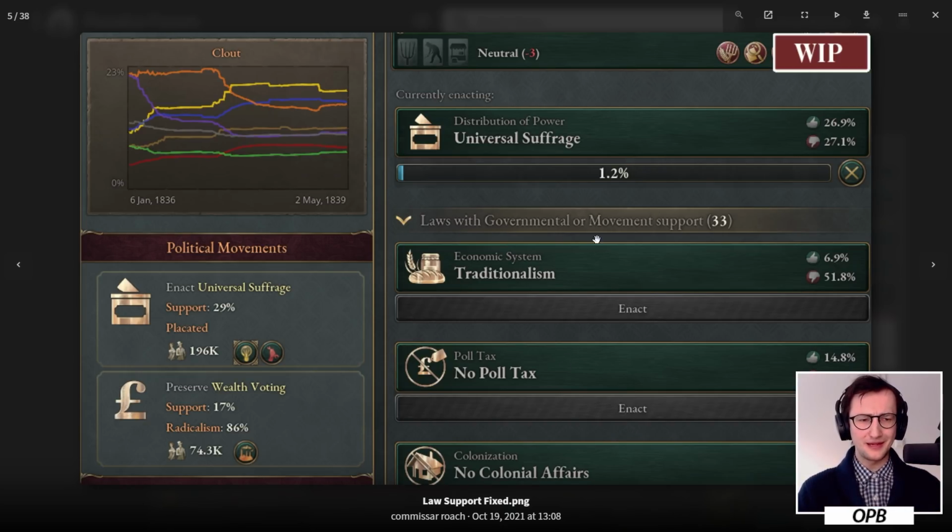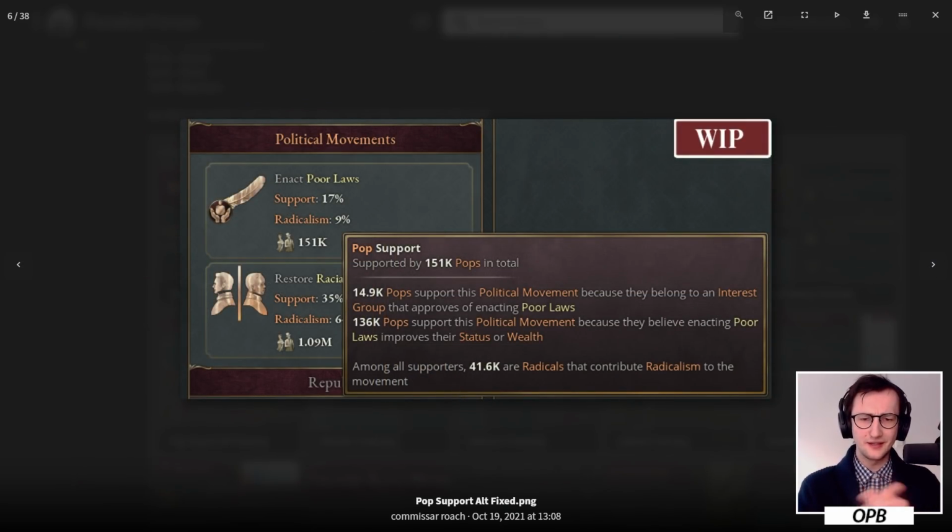I will say, honestly, there's a lot of wasted space in these screens. I will always bring that up. You could cut this down into a tiny screen basically, and have the same amount of information. But who knows? UI is difficult. I'll tell you straight up, UI is very difficult. Right here, we have political movements. Enact poor laws. Okay. You have pop support. You have political movement support.